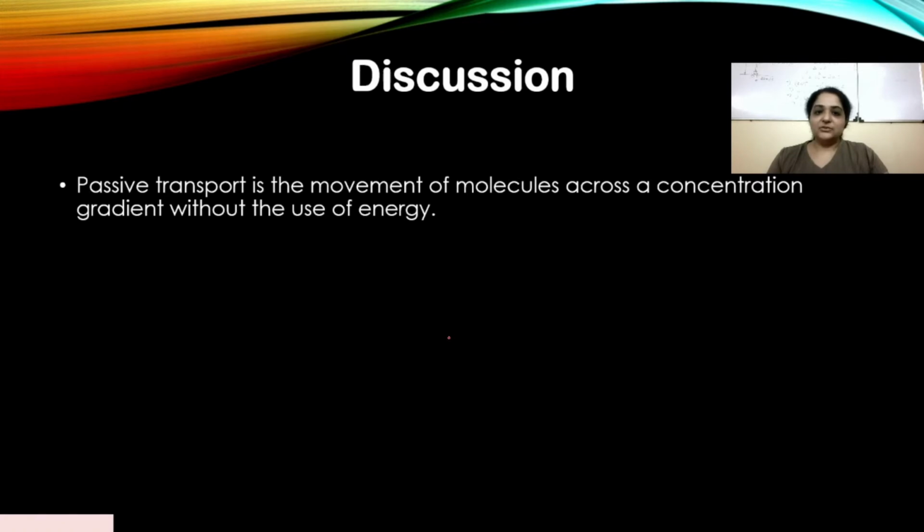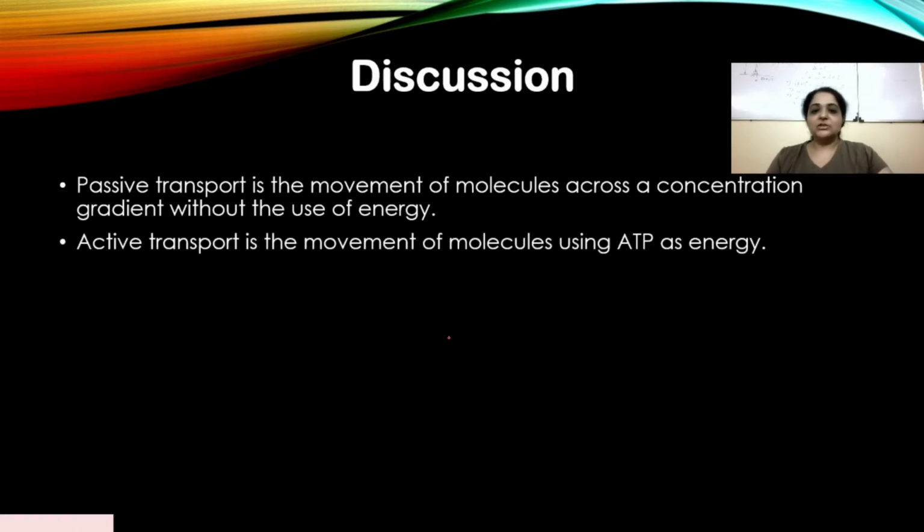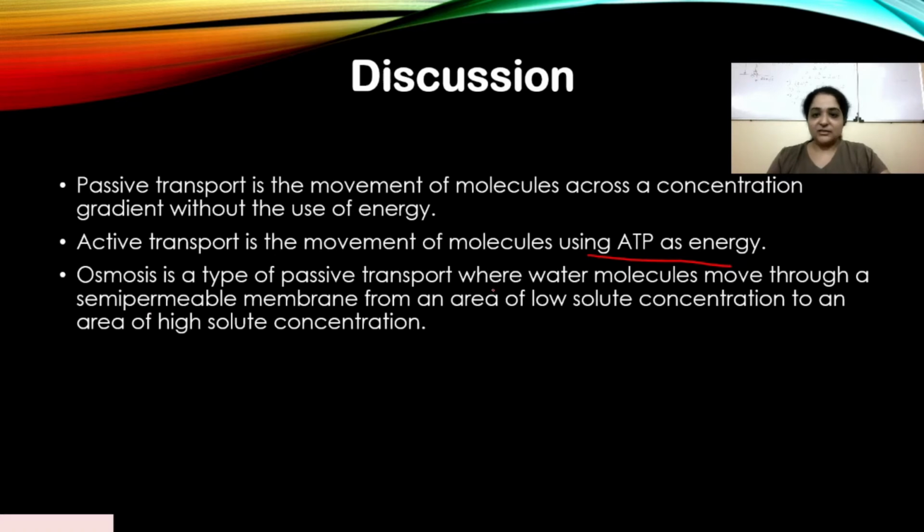So passive transport is the movement of molecules across a concentration gradient without the use of energy. Yes, that is also happening in simple diffusion. So passive transport is a very broad term. Active transport is the movement of molecules using ATP as energy, so this process requires energy. Osmosis is a type of passive transport where water molecules move through a semi-permeable membrane from an area of low solute concentration to an area of high solute concentration. So this is passive transport.